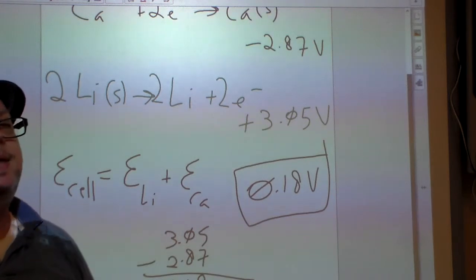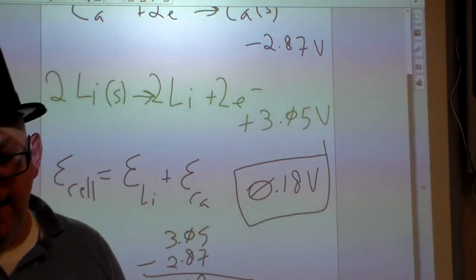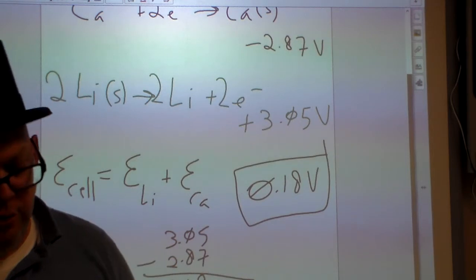So this is a basic run-through for standard potential. I hope you benefited from it, working with the 3 examples.